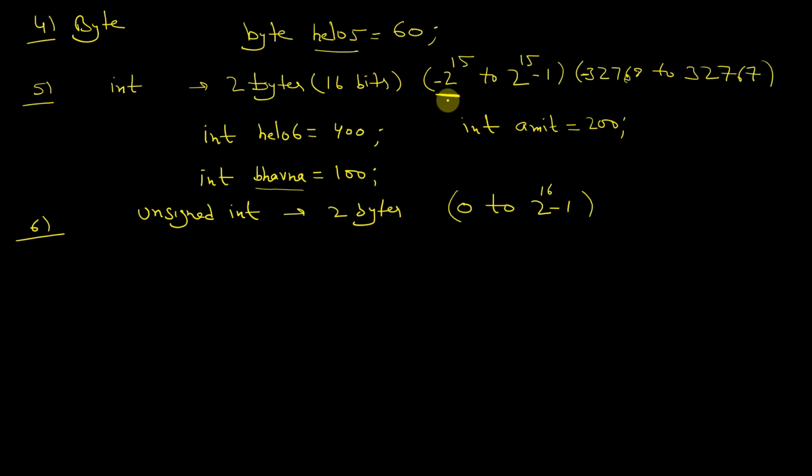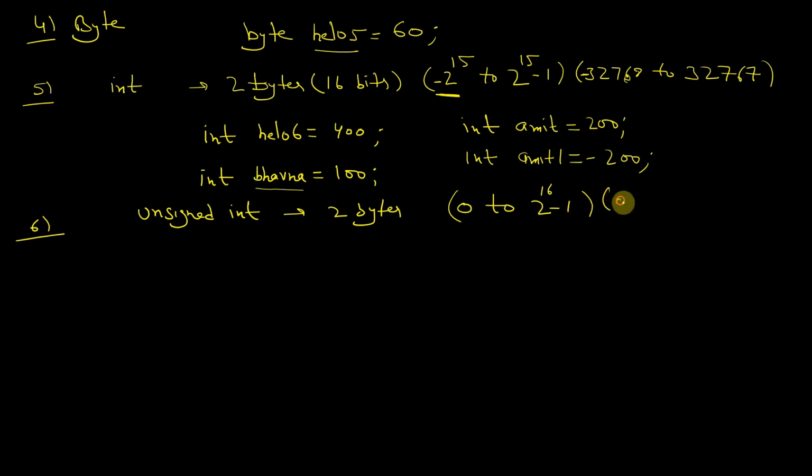Okay, no negative values are there, because here you can define int Amit1, let us say, is equal to minus 200. Okay, you can define the negative value, but here unsigned int means we'll have only the positive values.